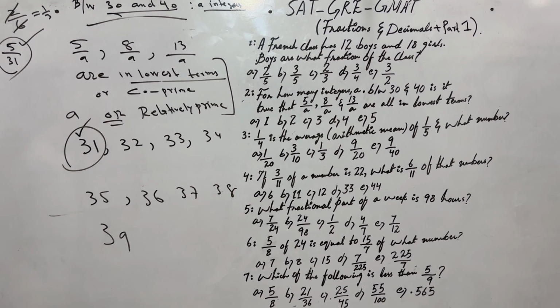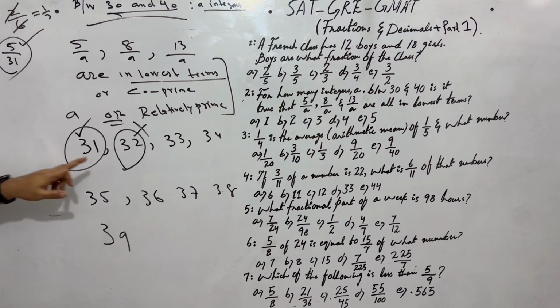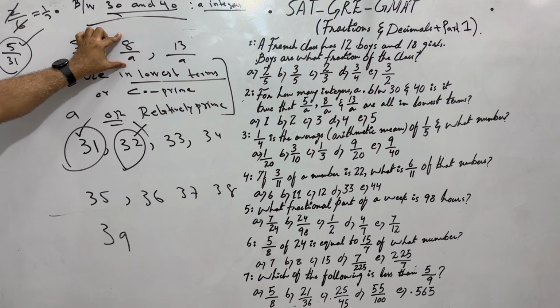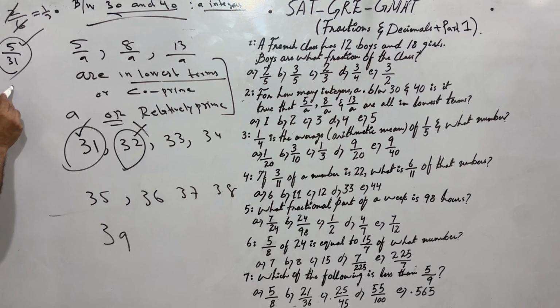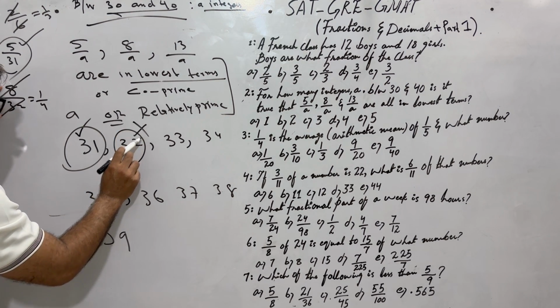While 32 cannot be taken. Why? Because if I write 8 over 32, the table of 4 is applicable and it reduces to 1 over 4. It can be reduced. 8 and 32 are not relatively prime; they have 8 as a common factor. That's why we have to discard 32.